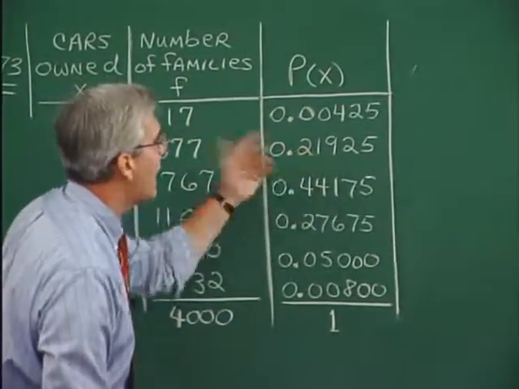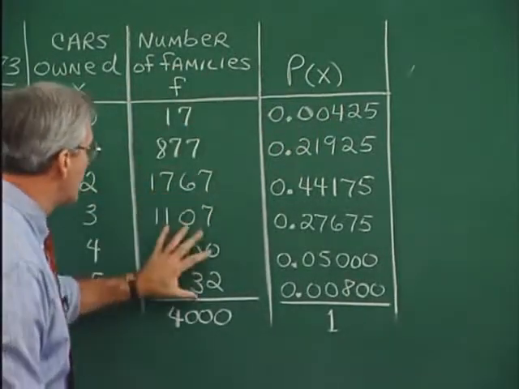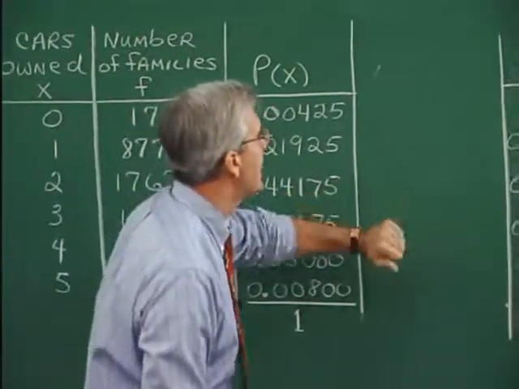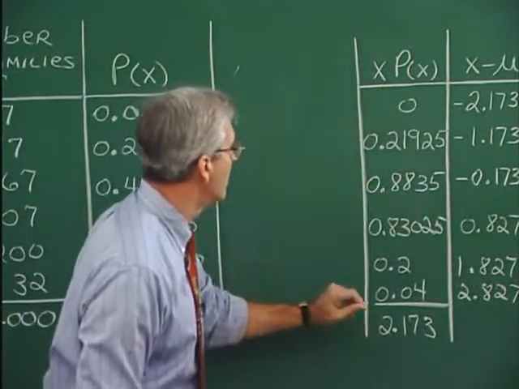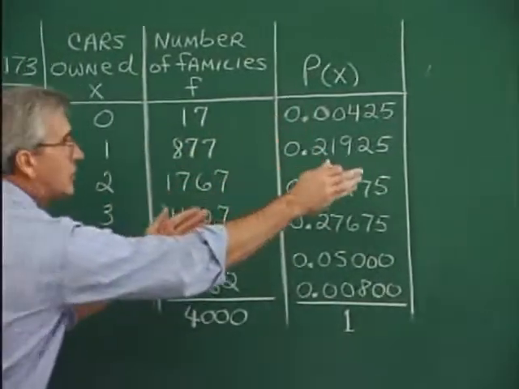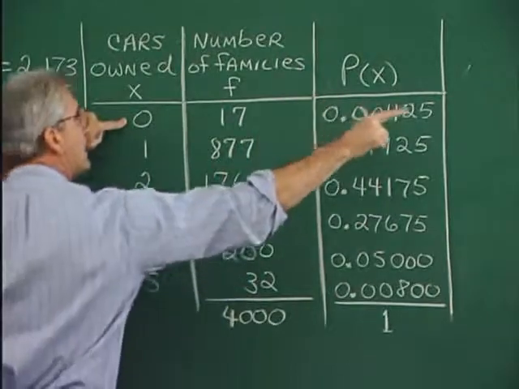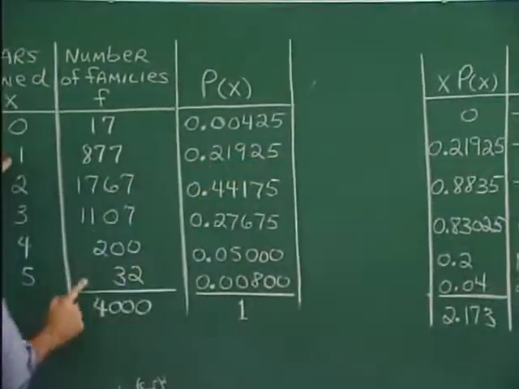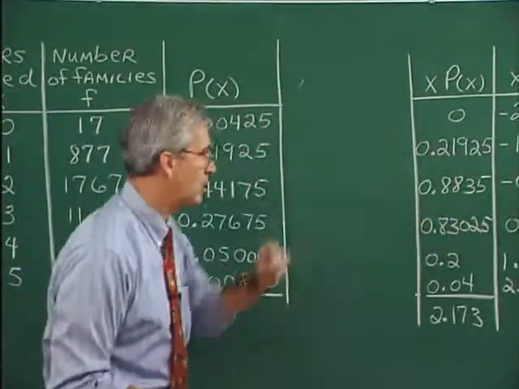Okay. Now, at this point in the problem, we really don't need the frequency numbers either. The frequency numbers were helpful for producing this column, but that's all. Okay, we can take these out. Now, we have the x times probability of x column. All I did to produce that column was multiply this value times that value to get the top value over there. This value 1 times this to get the next value over there. 2 times 0.44175 gives 0.8835, and so on.